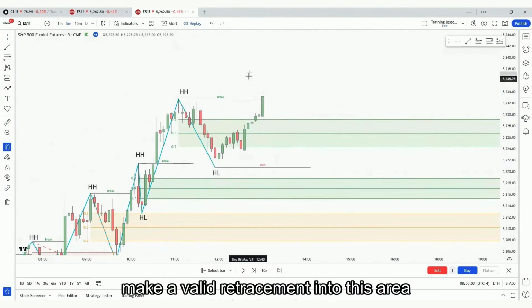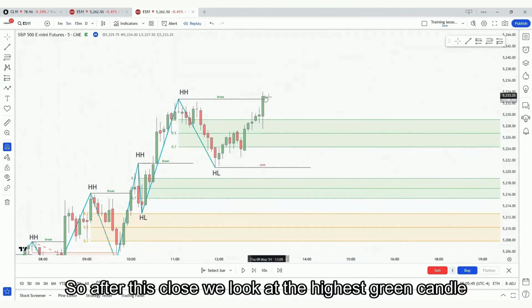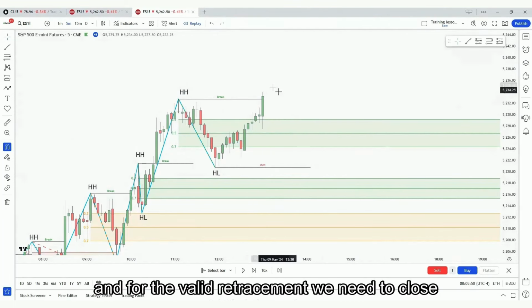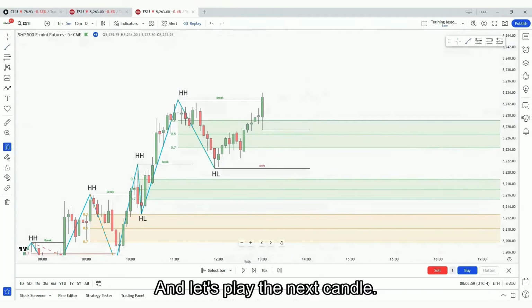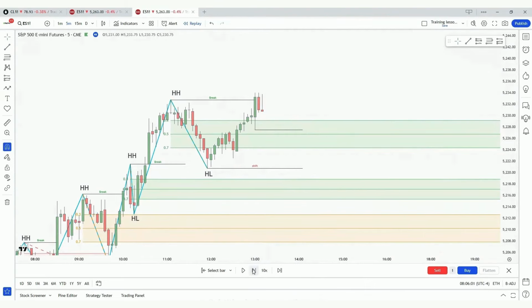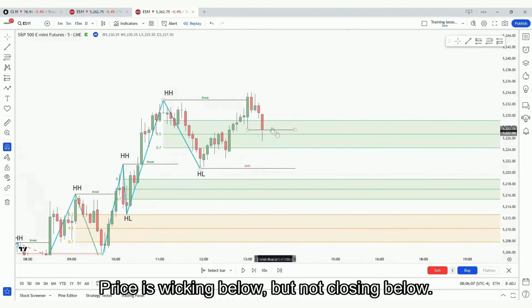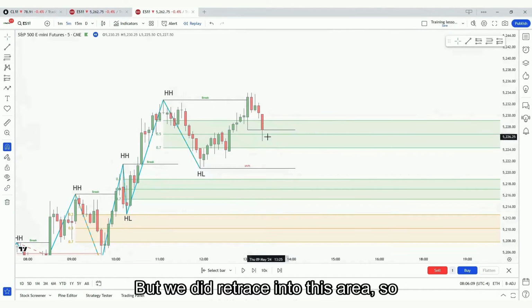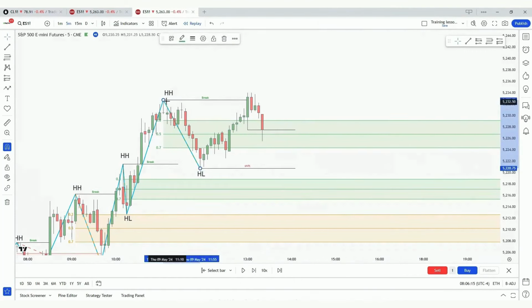We expect price to turn around, make a valid retracement into this area and continue the uptrend. So after this close, we look at the highest green candle, and for the valid retracement, we need to close below the highest green candle. So right now that's over here. And let's play the next candle. Price is wicking below but not closing below, but we did retrace into this area. So that means this area is no longer magnetic.